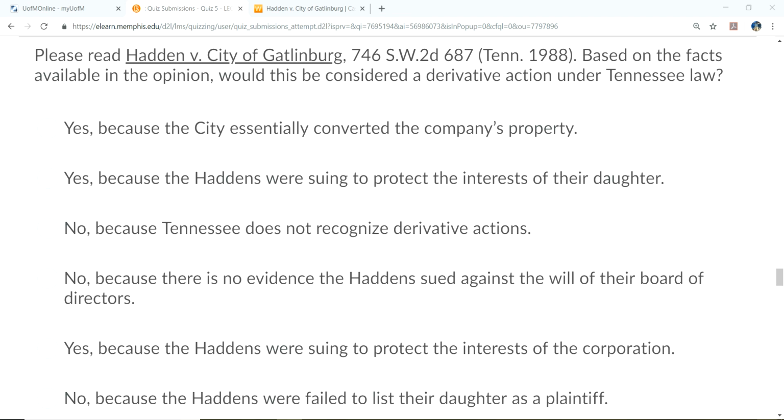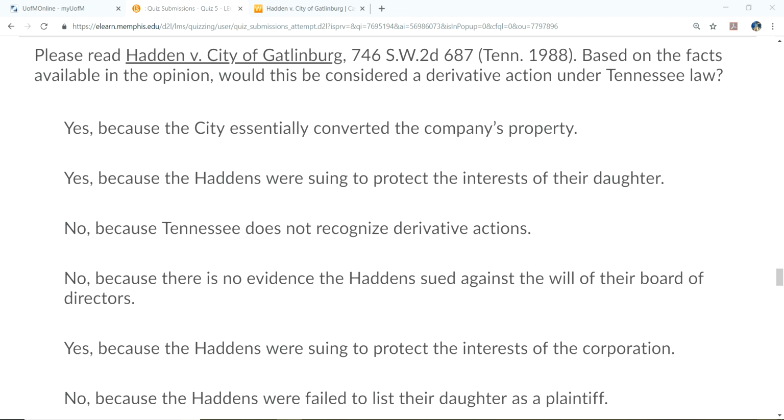I've chosen from attempt 2, question number 14, and that is the case of Hayden v. City of Gatlinburg. In that question for this particular case, it says, based on the facts available in the opinion, would this be considered a derivative action under Tennessee law? And this question actually kind of threw me for a loop.